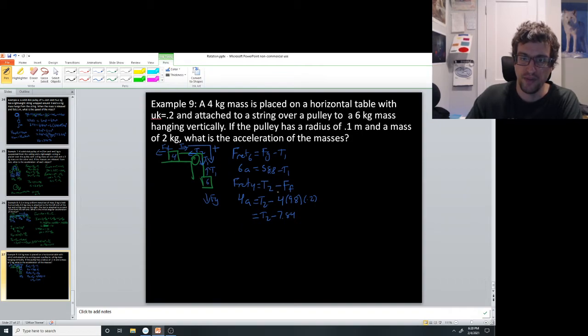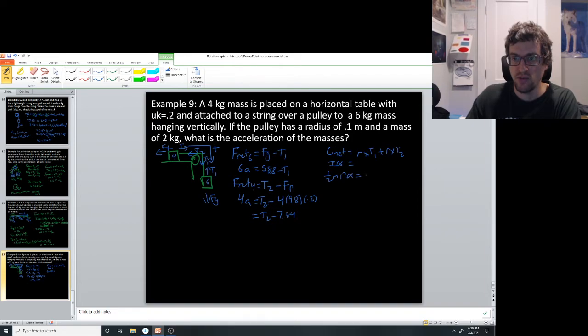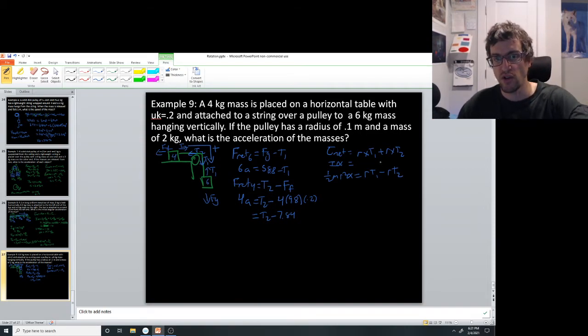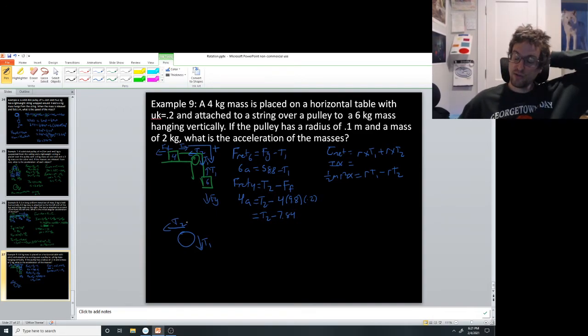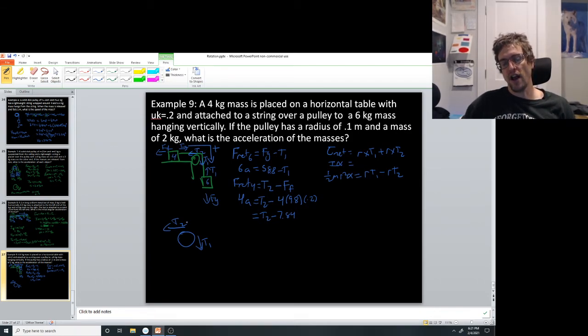And finally, we have the pulley. Torque net on the pulley is R cross T1 plus R cross T2, which is I alpha. I suppose we should just say that the pulley is a disk. So this is 1/2 mr squared alpha equals RT1 minus RT2. That's directional. T1 is going to try and rotate it in the positive direction. We've got the pulley, T1 this way, and T2 pulling that way. T1 is going to make it rotate clockwise, which is the direction we've got as positive, and T2 is going to make it negative. And they're both 90 degrees because the rope is pulling tangentially to the pulley.